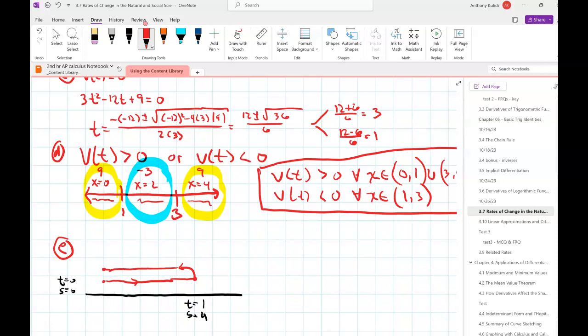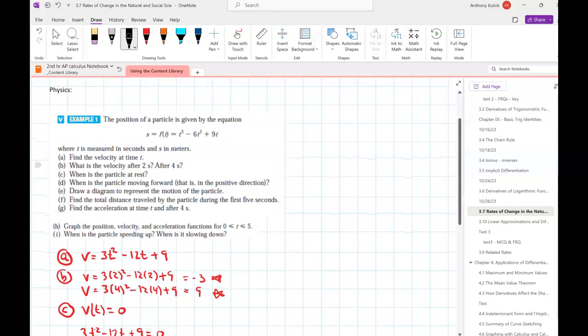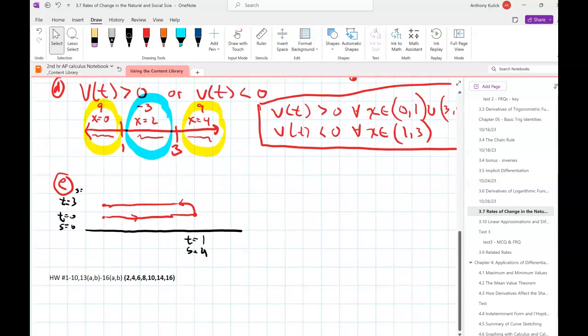all the way until we get to time 3, at which case the position there would be, let's see, 27 minus 54 plus 18. Oh, or I'm sorry, 27. That's 0 then. Yeah, sorry, 0. And then we turn and go forward from there on, right? So that's a diagram that kind of represents the motion.